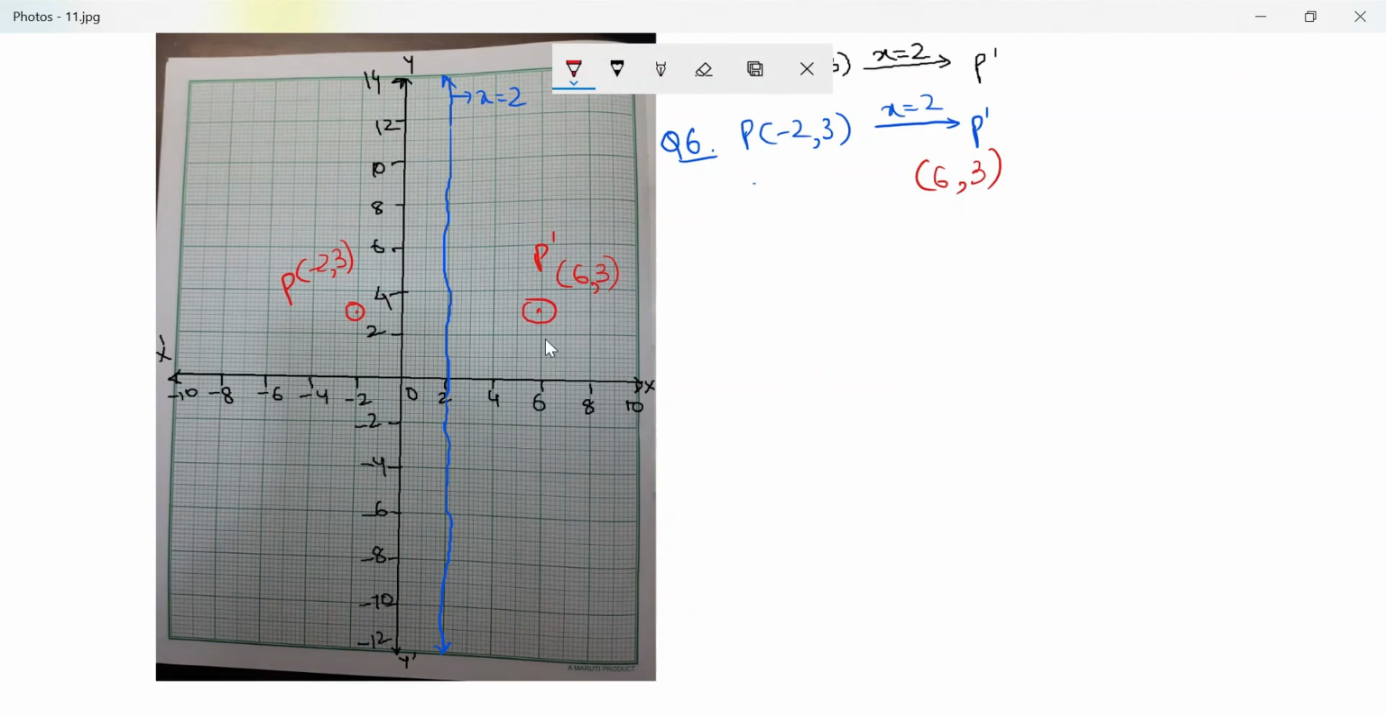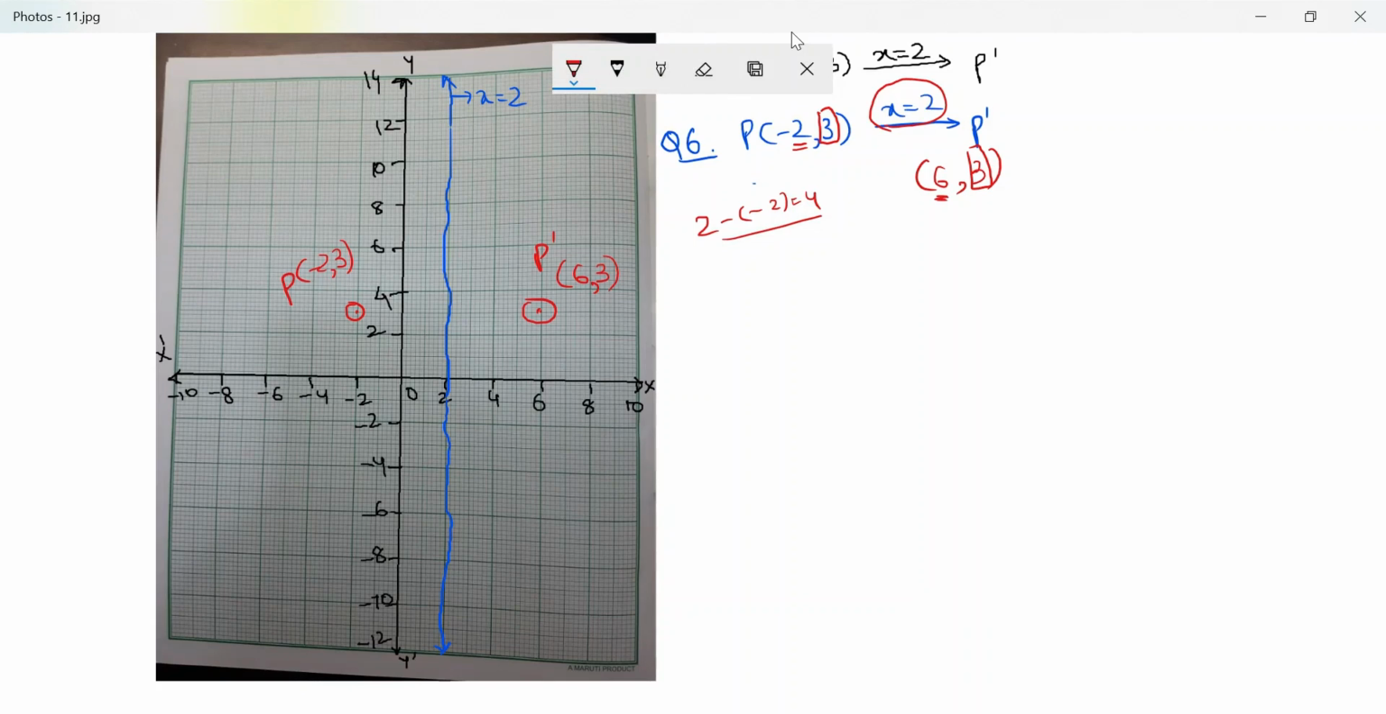I hope you notice it again. Here, when I reflected it on the x is equal to 2, y did not change. Y remained the same, but the value of x changed. How much did it change? The difference between this 2 and negative 2 is 4. So 2 minus negative 2 is equal to 4. So I am subtracting the x coordinate from the line. So that's 4. So on the other side, I add 4. This becomes 6.